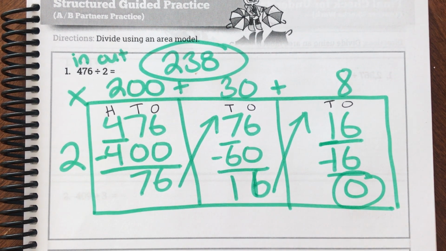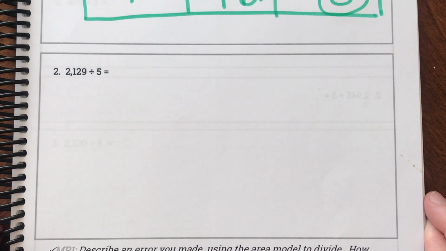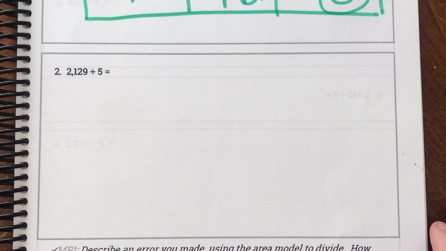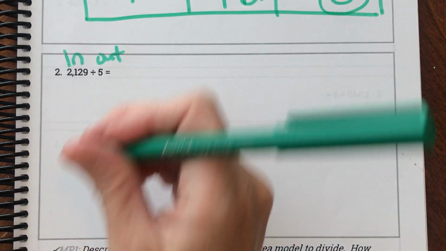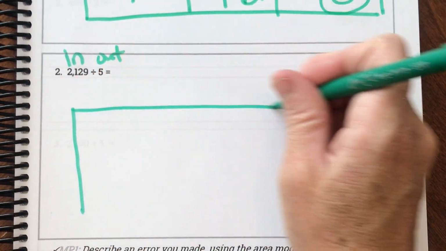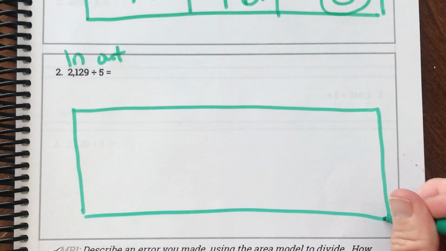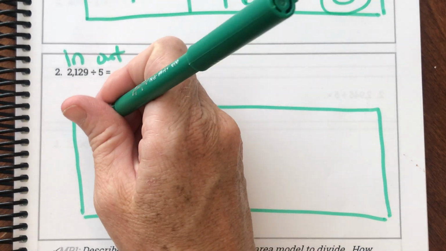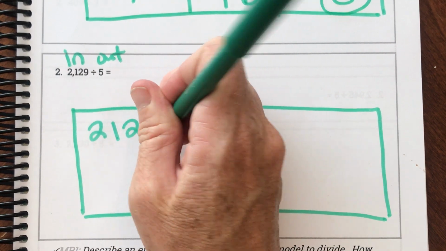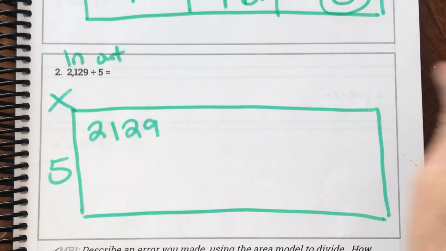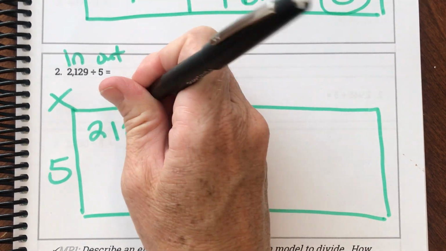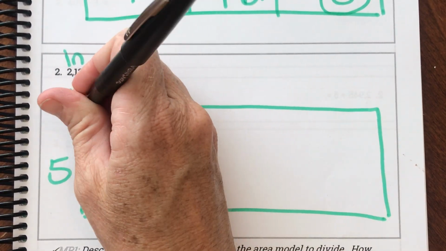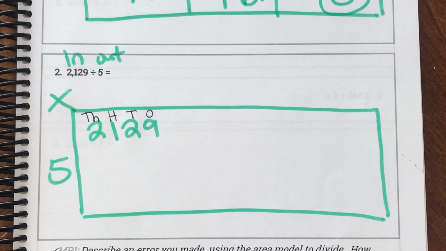Okay, let's look at our next one. It is 2,129 divided by 5. So this is our in and out strategy to help us. Okay, let's set it up. Step 1. Step 2, let's put our dividend inside, our divisor outside, and our multiplication sign. Okay, and then before we start, let's do our place values. Ones, tens, hundreds, thousands. Okay, and now we're ready to get going.